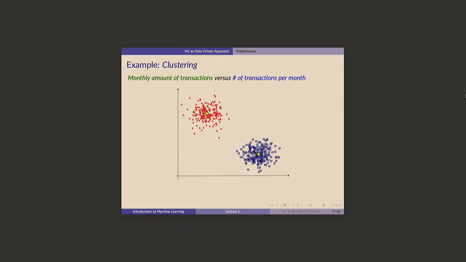Some people use their account for major transactions, a few times per month. Some people use their account for their daily costs, a lot of transactions, small amounts. But what if now you start to see some point here?